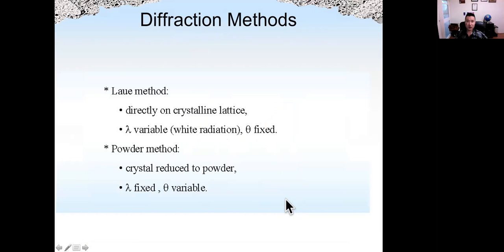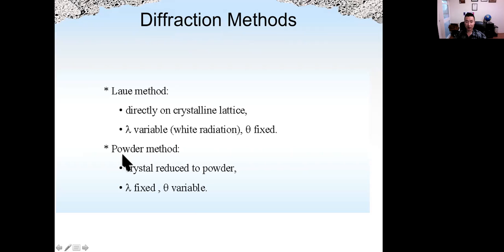For X-ray diffraction, we could have two different approaches. The first one is called the Laue method, in which we apply light that has variable lambda. The lambda is not a single lambda; we have variable lambda, but the incident angle theta is fixed. So we apply the X-ray directly on a crystalline lattice.